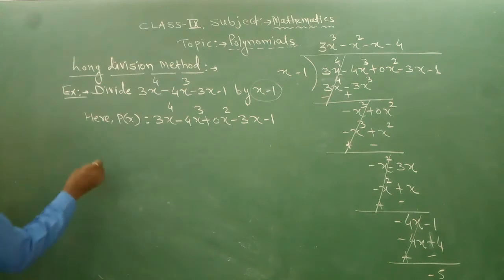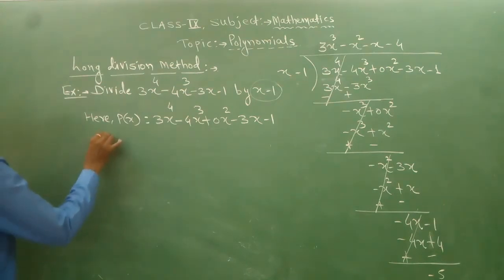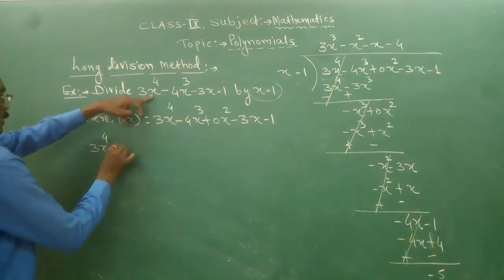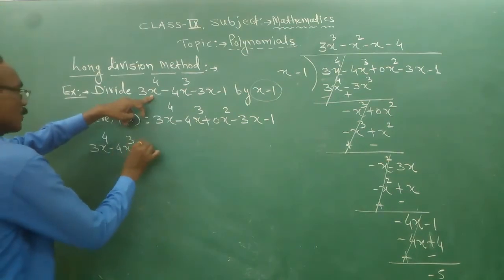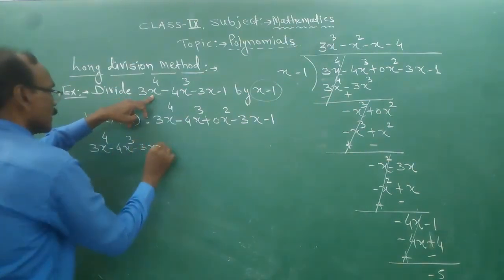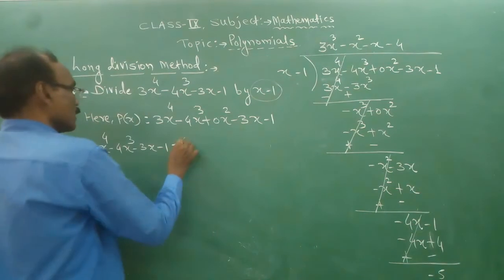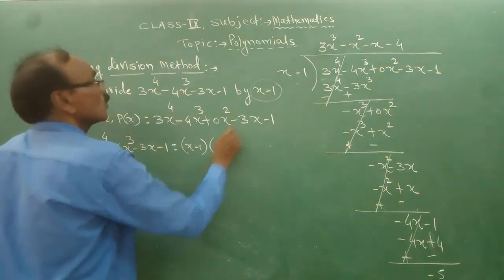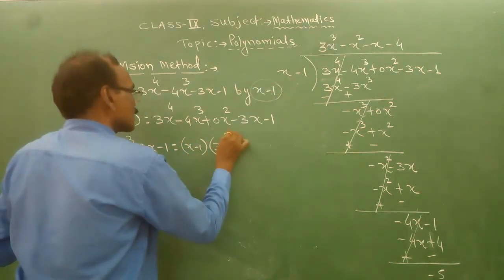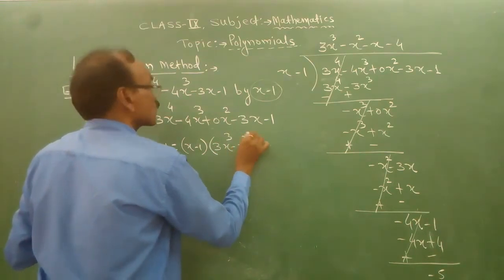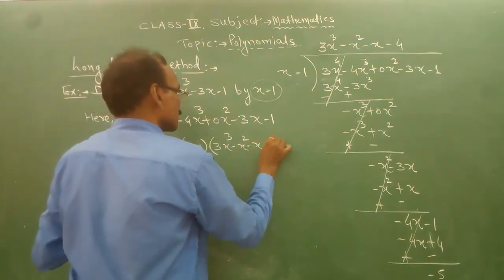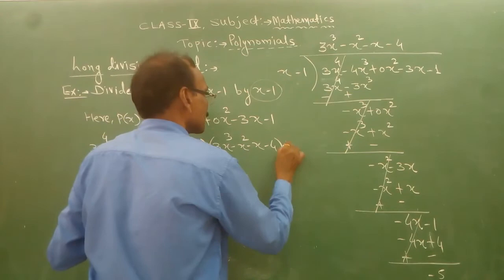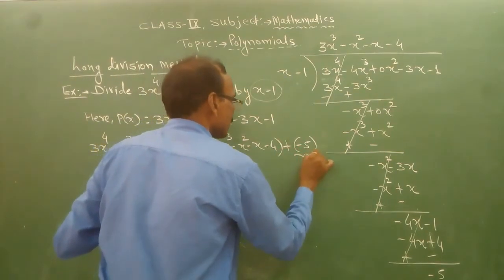Or I can write here that 3x raised to the power 4 minus 4x cube minus 3x minus 1 equal to divisor x minus 1 into quotient 3x cube minus x square minus x minus 4, and plus remainder, this plus is minus 5, this is the remainder.